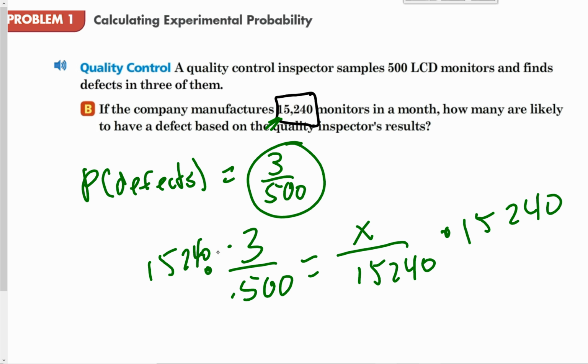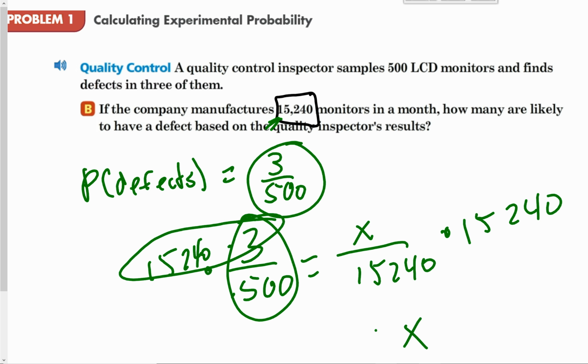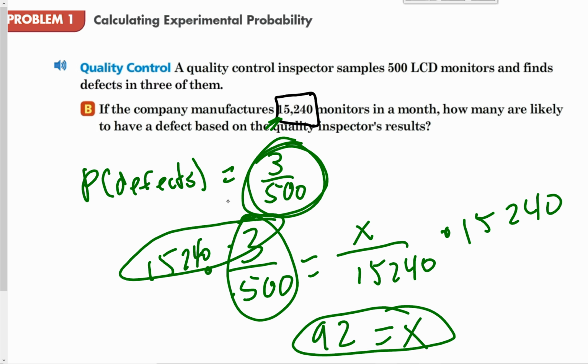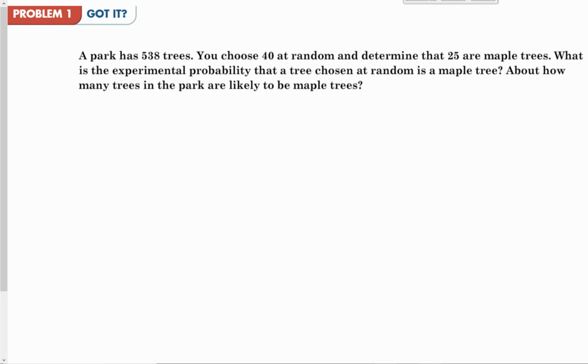Right, so I could do a few different things. I could multiply these two and then divide by 500. I could divide these first and then multiply by 1,500. Or I could take 1,500 divided by 500 and then multiply by 3. It's just algebra. So I get 4.5, so about 5. All right, so that's how you use it to predict. You use your probability to adjust to a larger size, right, to figure that out. Okay, so here's a Got It that you can do.